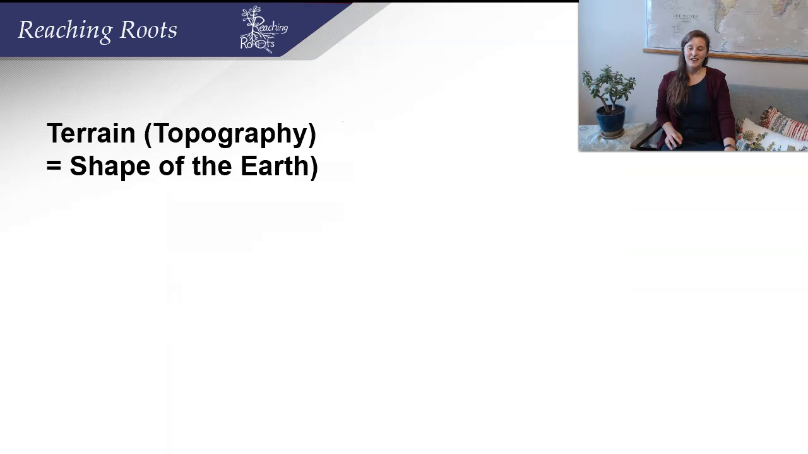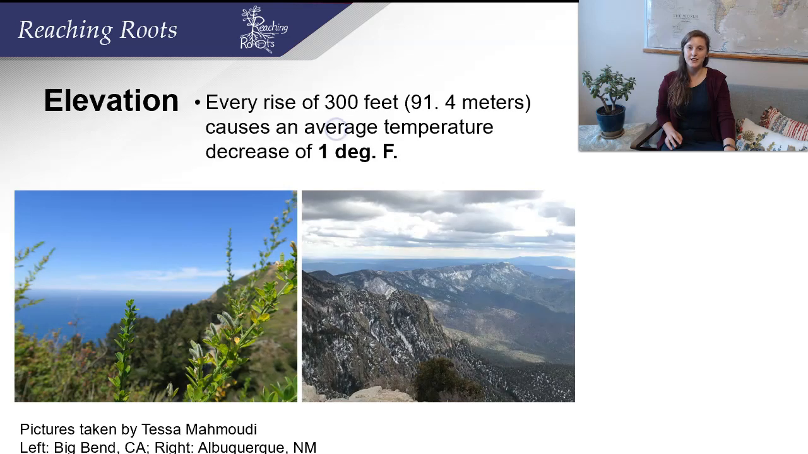So let's talk about terrain, which is the shape of the Earth. The shape of the Earth has a big effect on the climates at different locations. For example, elevation. As you get higher in a mountain, if you're mountain climbing, it's really important to pack layers, because as you're climbing up, it's going to get colder. So you're going to want to bring an extra layer or two, depending on the mountain. Every rise of 300 feet, or around 90 meters, you will have a 1 degree temperature drop. So this is really important not only for mountain climbers, but also for plants. Different plants are adapted for different elevations because of the temperature.